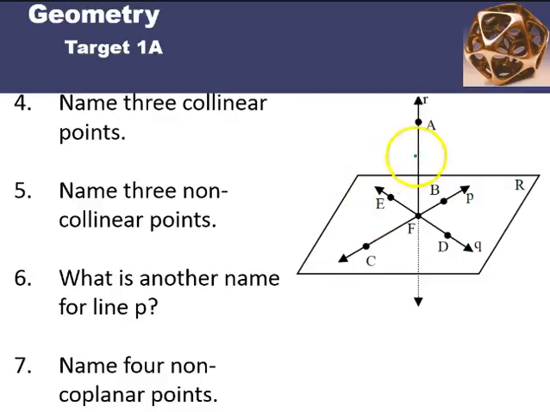Okay, so number 4, name 3 collinear points. Remember, collinear means on the same line. So we need 3 points that are on the same line. So there's 2 good answers. There's C, F, and B. Those 3 points are all on the same line. Or we could also say E, F, and D.